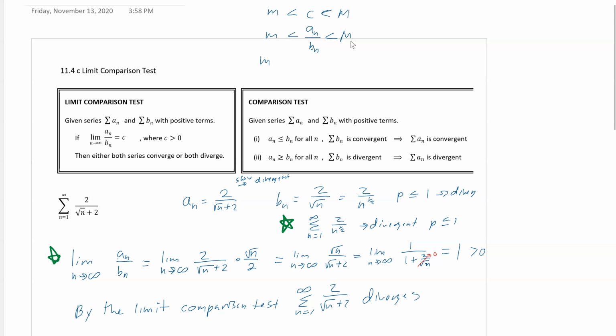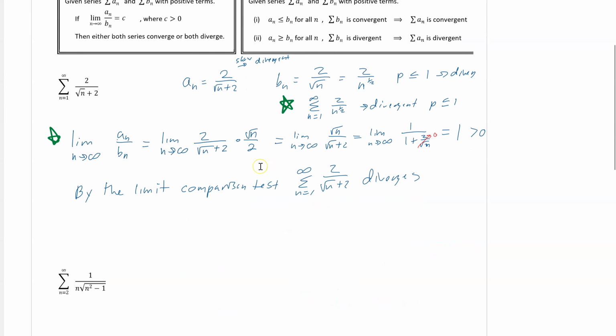Now, if we multiply everything by b sub n, we end up with this. And so what we're doing now is basically applying both of these. And so you can see now that a sub n is less than some M times b sub n, and a sub n is bigger than b sub n with some other m. So if b sub n converges, a sub n converges. And if b sub n diverges, a sub n diverges. That's what we're using these two for. So it's just basically applying these two into a limit formula.